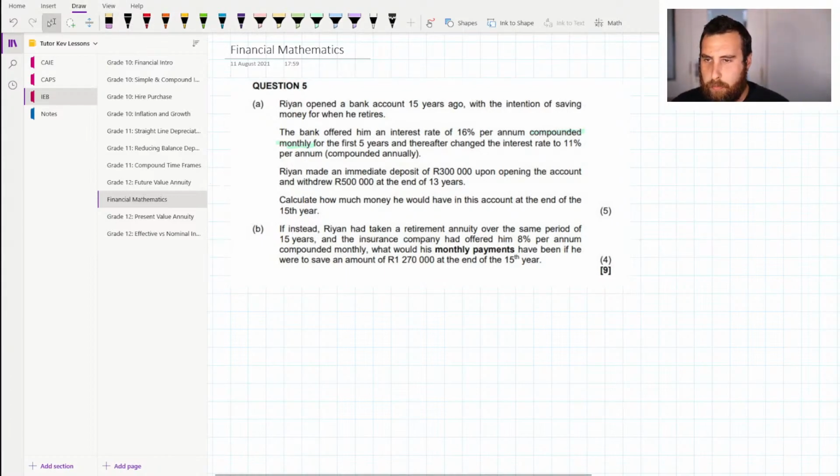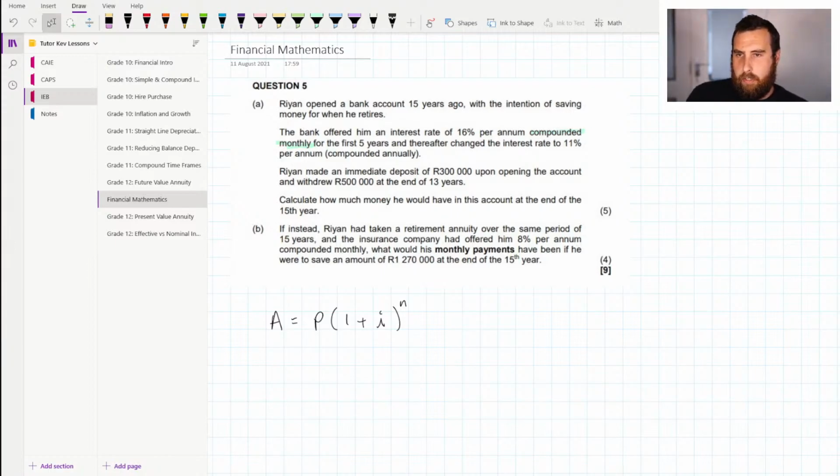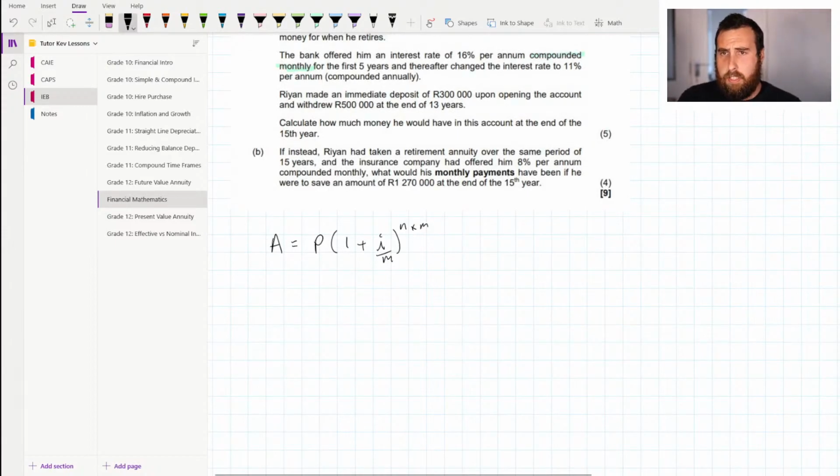Right, so let's go through it. The compound interest formula is A is equal to P times 1 plus i to the power of n. And here, because we're looking at something other than annually, we're going to need to divide the i and multiply the n by m. That's basically just to accommodate the number of periods that we're working with. So there's the first little bit. That's going to give us 16% per annum compounded monthly, and our initial amount is 300,000. So we put in 300,000, 1 plus.